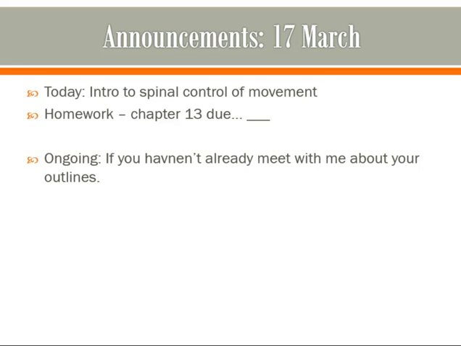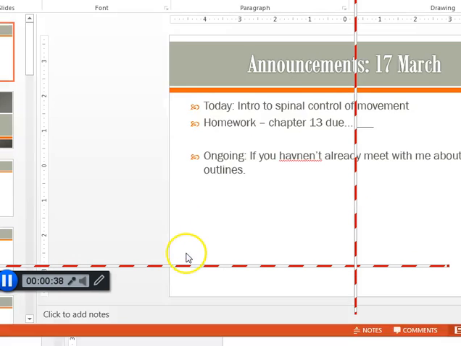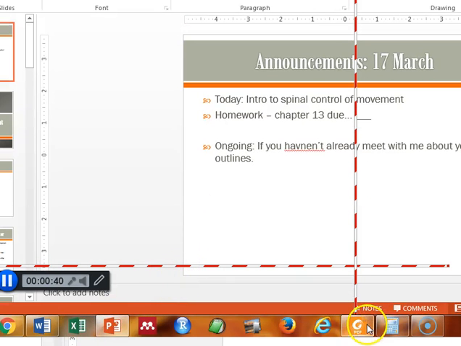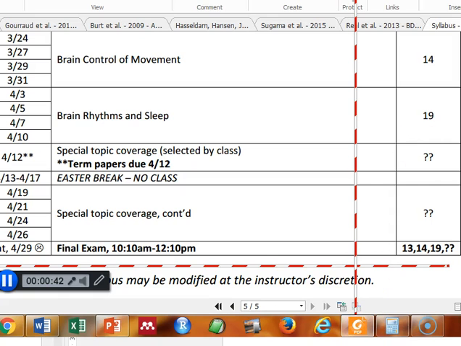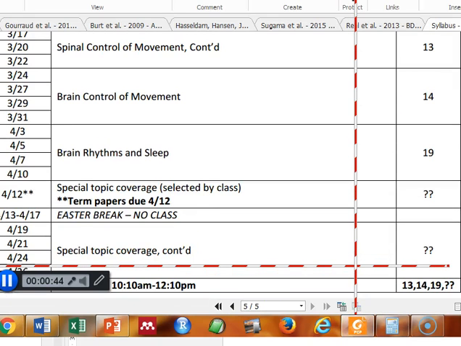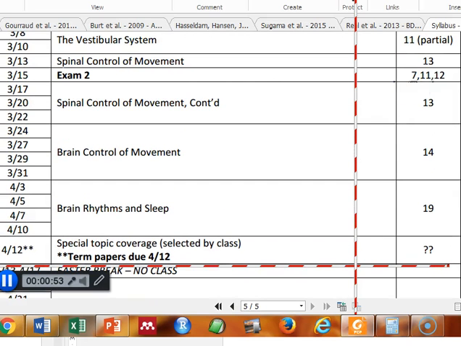We're going to start into Chapter 13 today. And there's one thing I wanted to announce, something to start thinking about. If we look at the syllabus, this is pretty much what I've got planned. Starting today, which is the 17th, we are actually starting into the spinal control of movement. Technically, we're a day behind, but there's room in this table. We're fine.